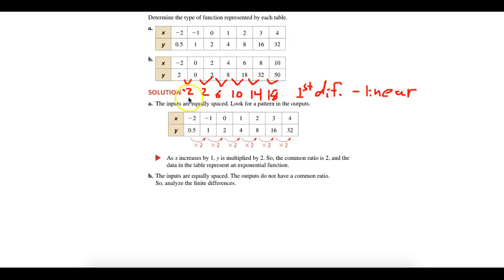Now we're going to go from -2 to 2. That gives us 4. If we go from 2 to 6, that's 4. From 6 to 10, that's 4. You can start to see this pattern. 10 to 14, that's 4. And 14 to 18, that's 4. This is what's called a common difference. In this case, our common difference is 4.